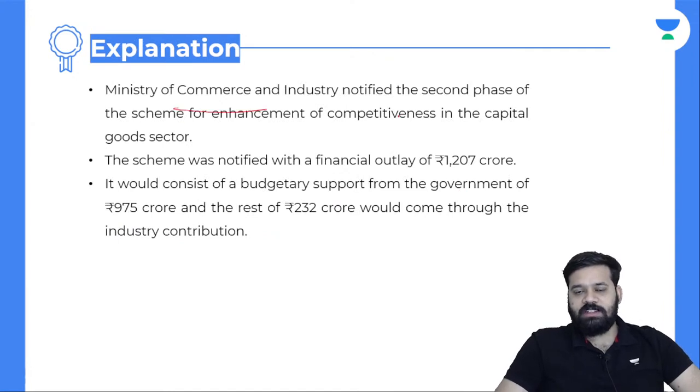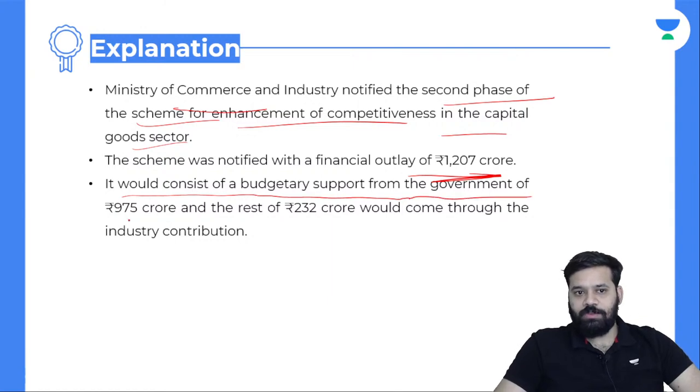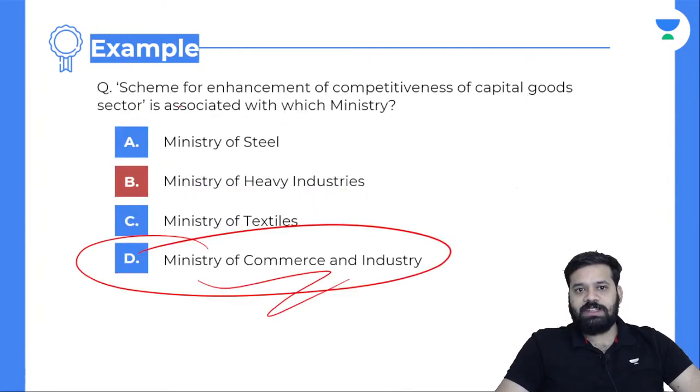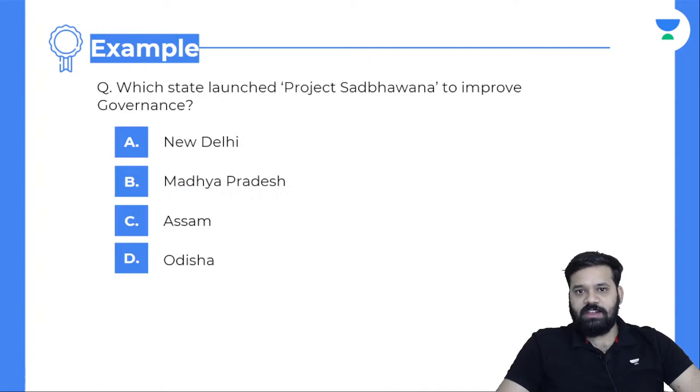Ministry of Commerce and Industry notified the second phase of the scheme for enhancement of competitiveness in the capital goods sector. The scheme was notified with a financial outlay of 1,207 crore. It consists of budgetary support from the government of 975 crore and the rest, 232 crore, would come through industry contribution. So please do remember, scheme for enhancement of competitiveness of capital goods is not by Ministry of Heavy Industry. This is by Ministry of Commerce and Industry. Okay, I stand corrected. Next question.